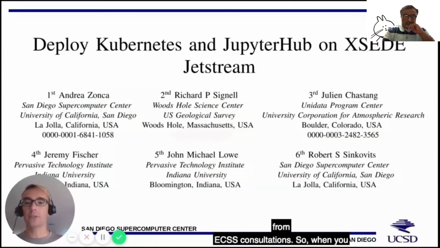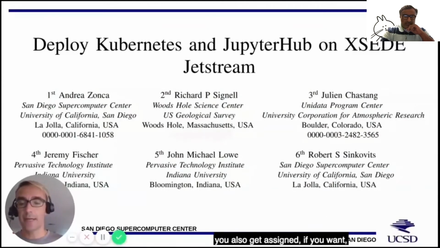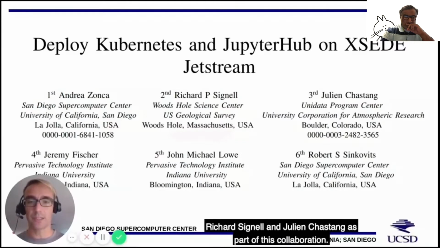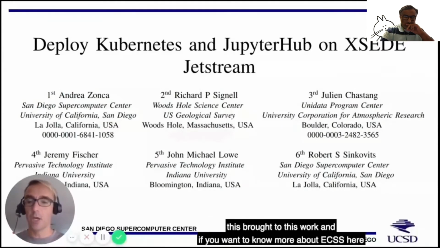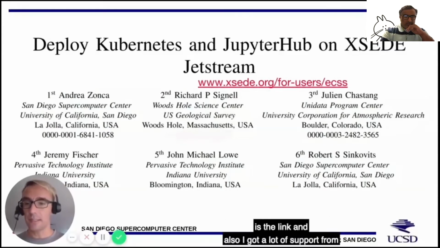So when you apply for an allocation on an XSEDE supercomputer or cloud resource, in this case, you also get assigned, if you want, a consultant that can help you out. So I started collaborating with Richard Signell and Julien Chastang as part of this collaboration. This brought to this work. And if you want to know more about ECSS, here is the link.